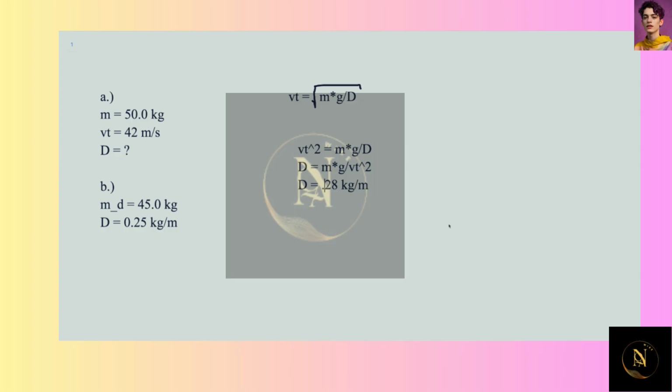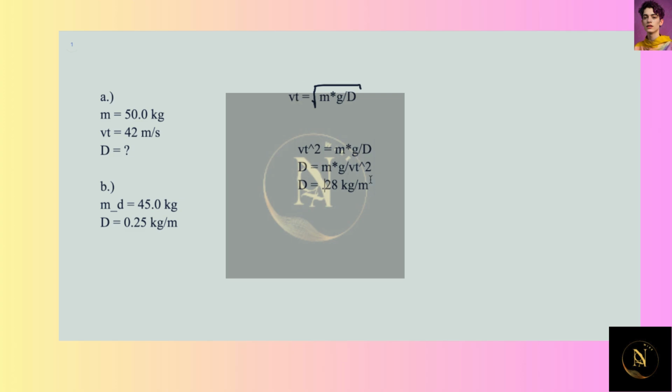So now part B says instead we are considering the skydiver's daughter, whose mass is 45 kilograms. And she has the same d, so 0.25 kilogram per meter, as her father. And what is her terminal speed?